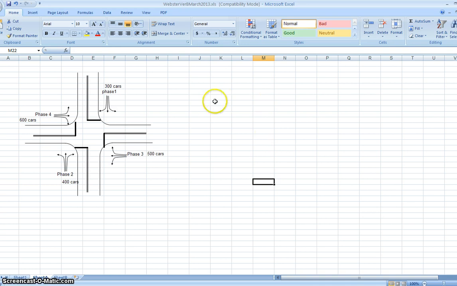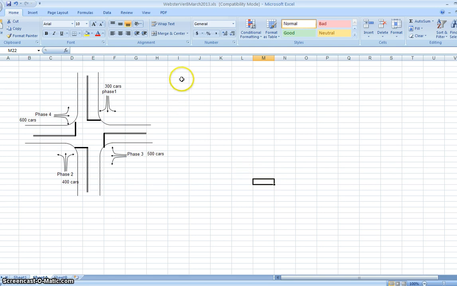Let's say we have an intersection, a four-leg intersection, something like this. We have 300 cars coming from the north, and for phase two, 400 cars from the south, and 500 cars from the east toward the west, or westbound traffic. And we have 600 cars from the west to the east, or eastbound traffic.